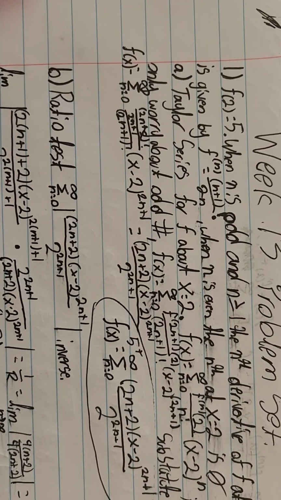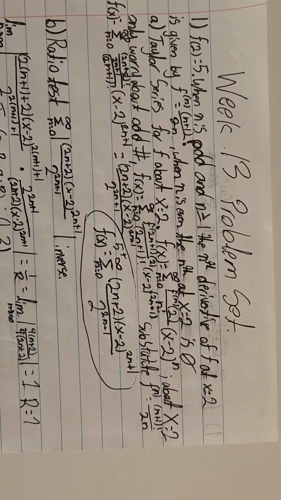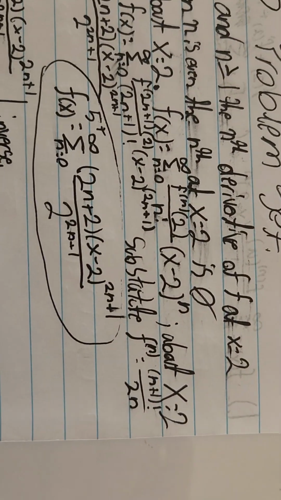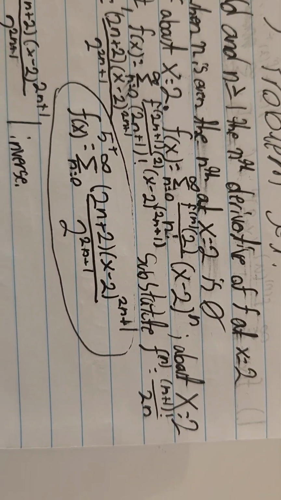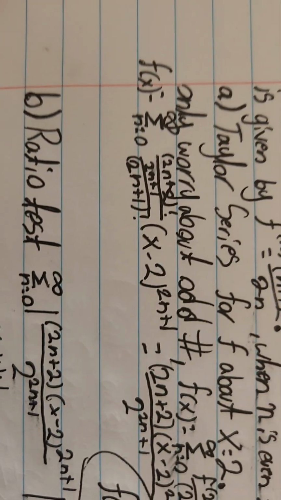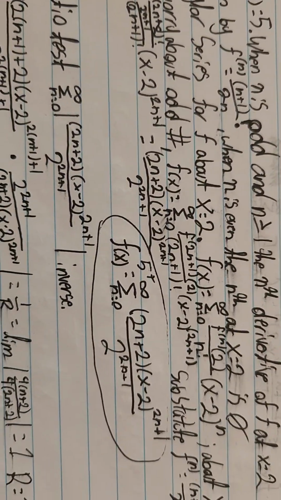Okay, so starting with the first one, it asks for a Taylor series for f about x equals 2. I wrote down the equation for it so that I could just plug in my stuff about x equals 2. Only worried about odd numbers. I wrote talking points because I knew that I'd struggle to get through all of this.